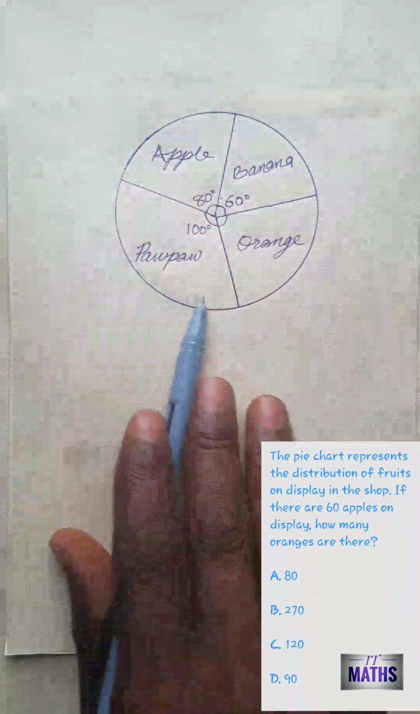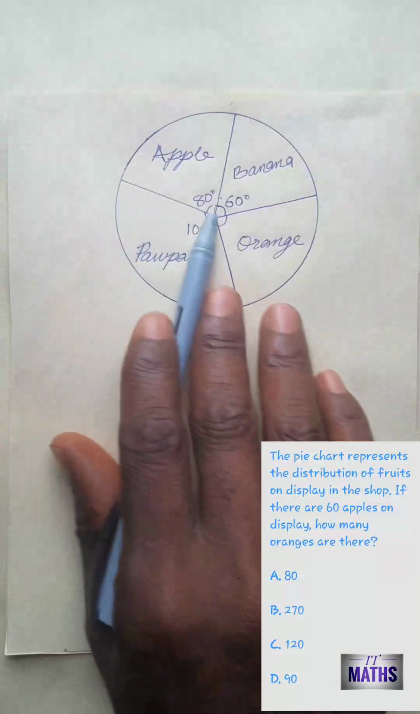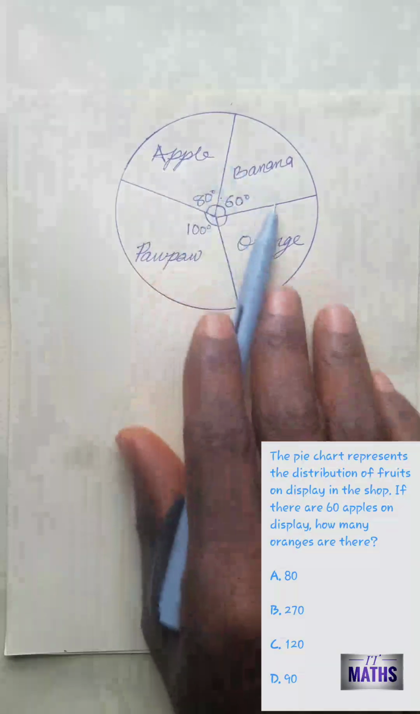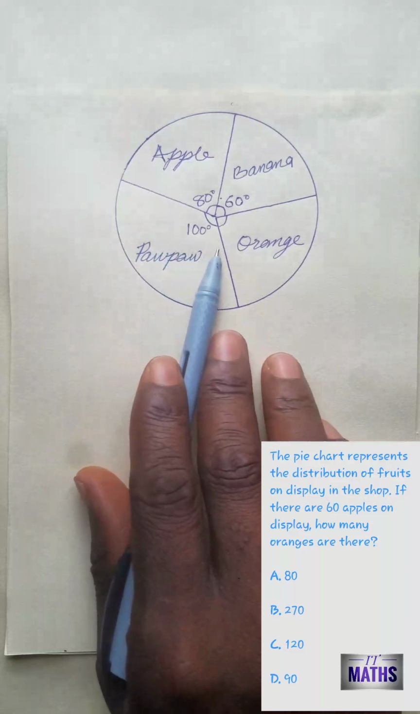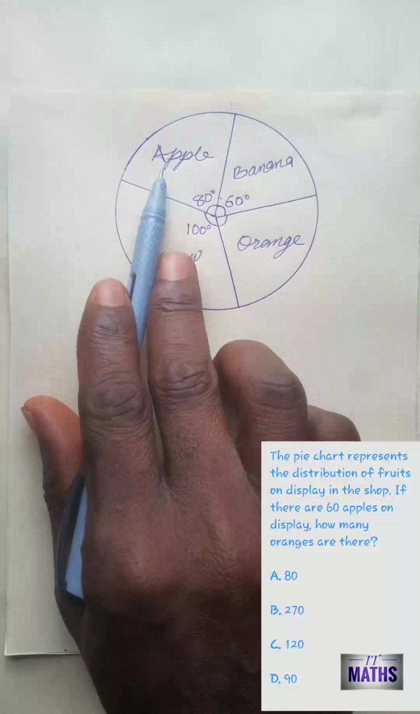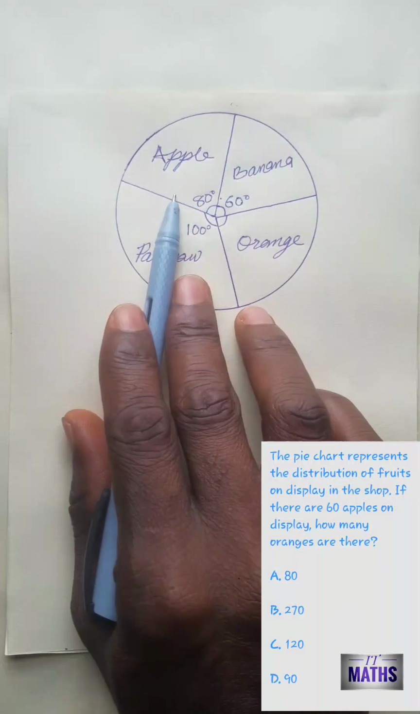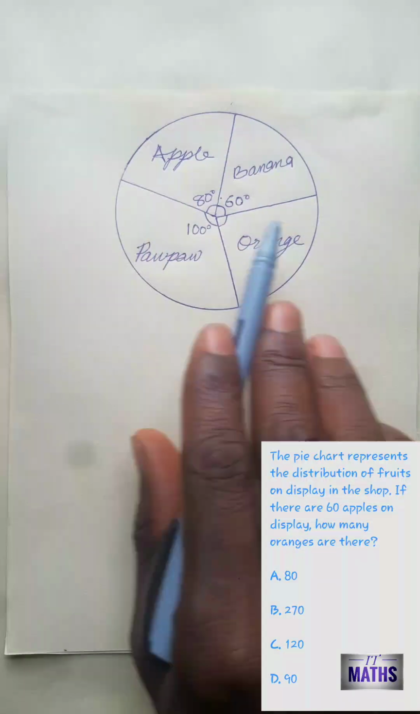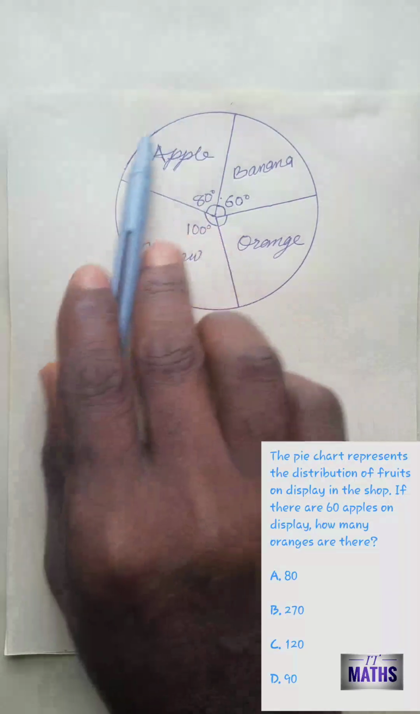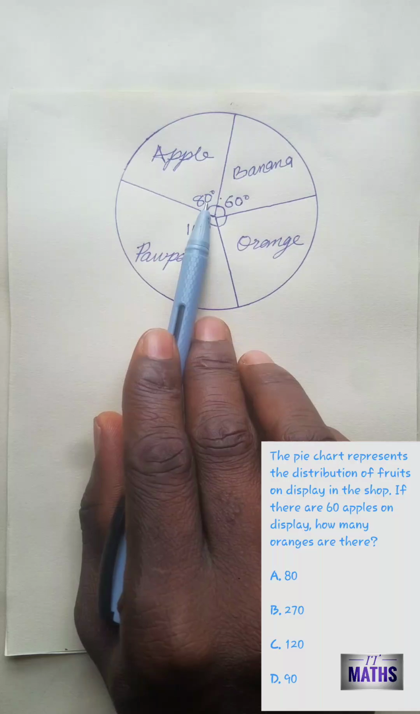Now, this is a pie chart. This is proportionate. The size of the pie is proportionate to the angle. Though it is not drawn to scale, how large this is represents the number of pawpaw. The number of apples, 60 in this case, is proportional to the size of the angle. That's what a pie chart does. It has a proportionate representation: the amount of the item is proportional to the size of the angle.